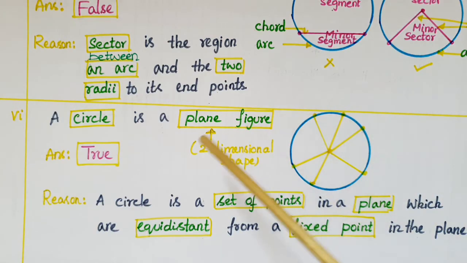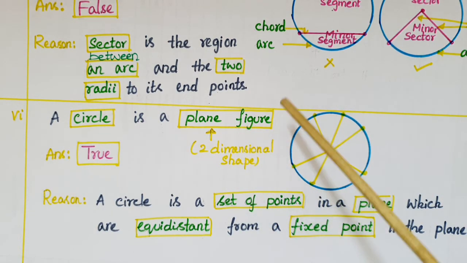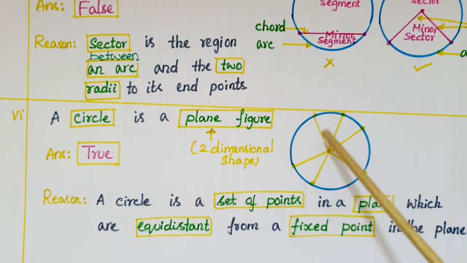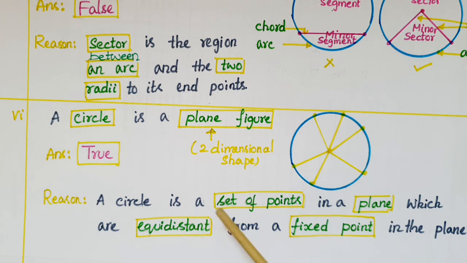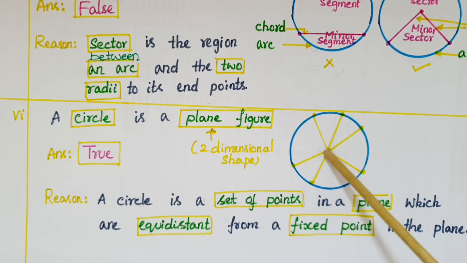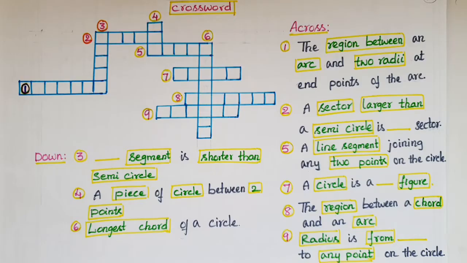Next one is: a circle is a plane figure. Plane figure means it is a two-dimensional shape. So this is true. A circle is a plane figure because a circle is a set of points in a plane which are equidistant from a fixed point, that is the center of the circle. Now do this crossword by using the clues here.